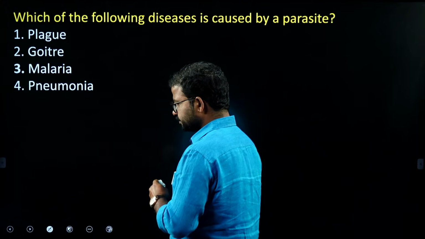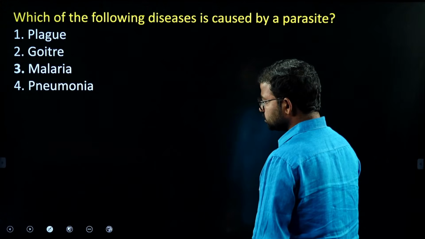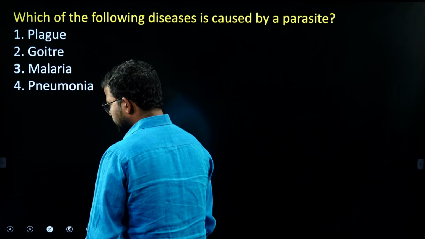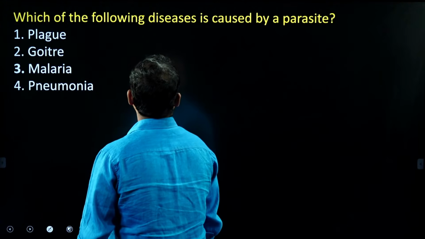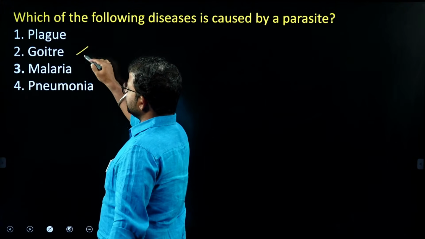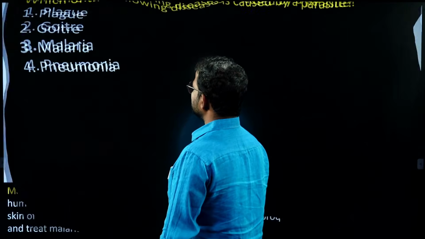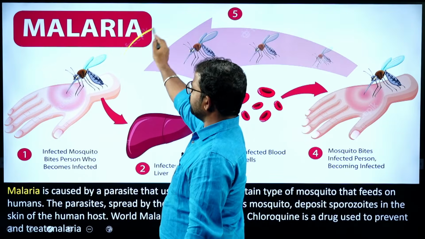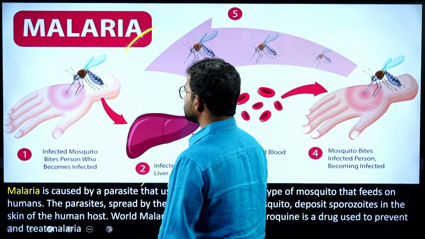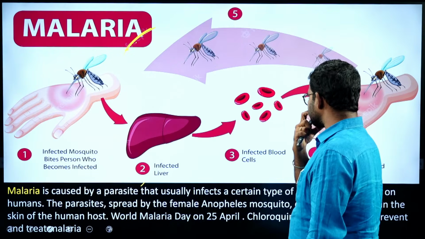Yes. So the answer is option 3. Plasmodium parasites, malaria. Of course you're right. So plague, goiter, next malaria, pneumonia. Here is the answer, so mostly malaria. If you consider malaria, guys, it is a parasitic disease, majorly caused by the female Anopheles mosquito, the concerned parasites.